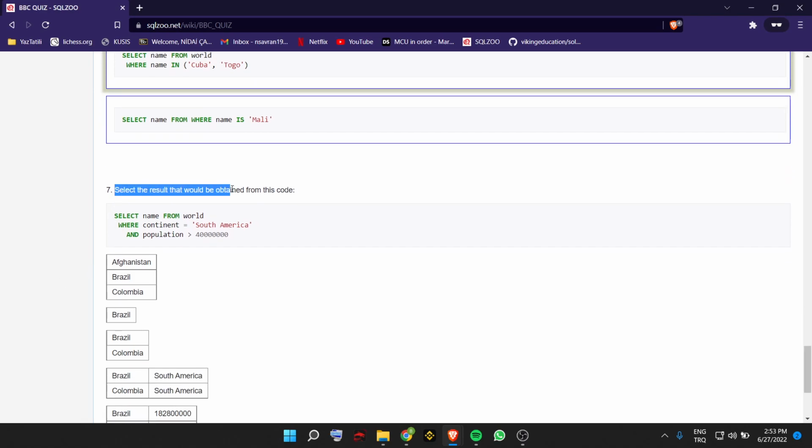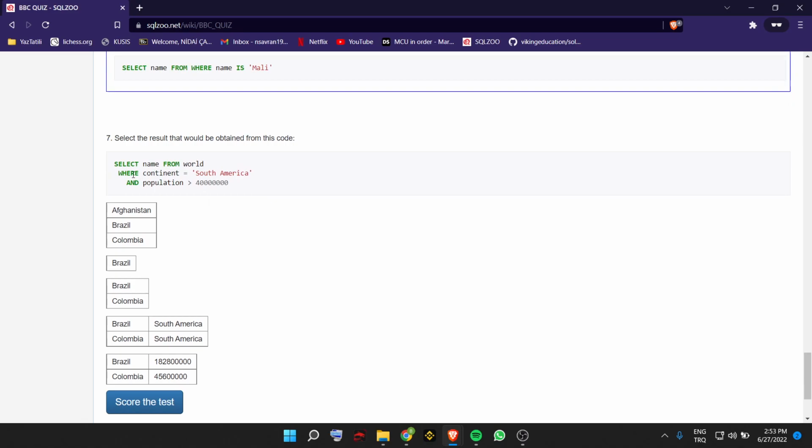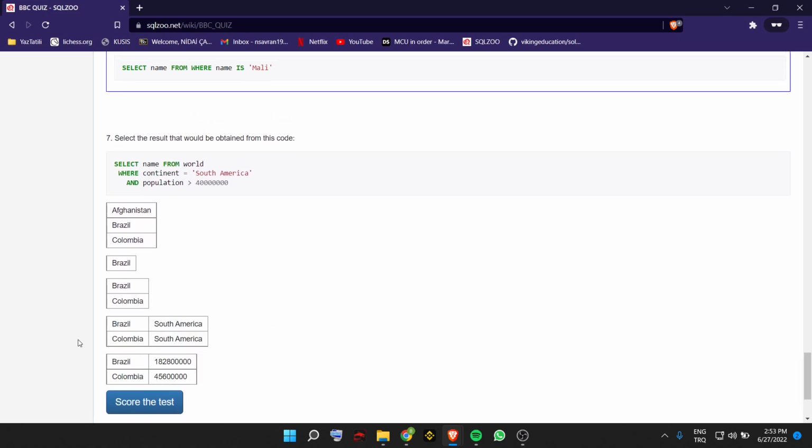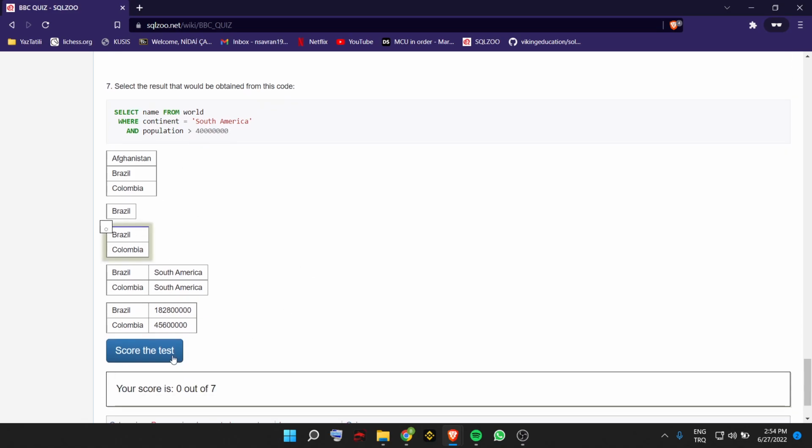Select the result that would be obtained from this code. Select name from world where continent is, it should be in South America, and population should be bigger than 40 million. So it should only select name, so it can't be this. It can't be this also. It's one of these three. It can't be this because Afghanistan is not in South America. Let's see. It's Colombia's population is bigger than 40 million, so correct answer is this.